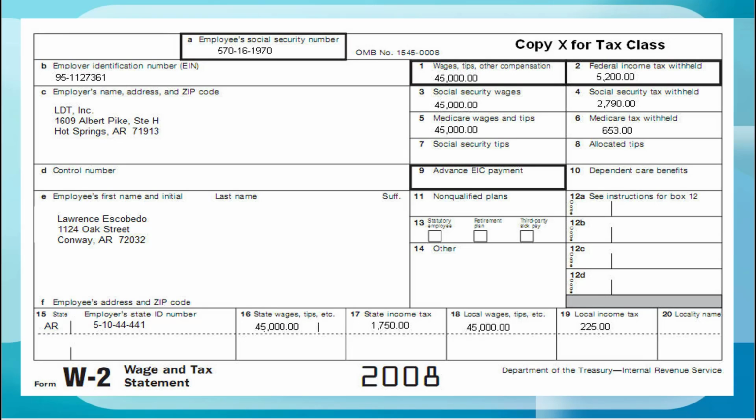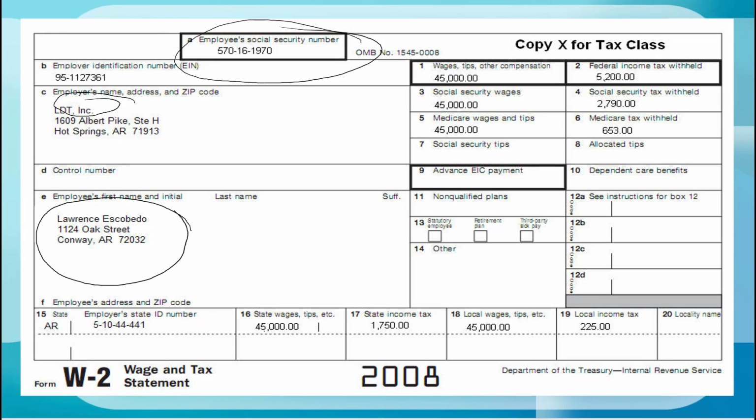Now when this form is received by an employee of our company, the way to check it is, first, you have to look at your Social Security number and make sure it's correct. And then you have to check the employer name and the address. Obviously the employer files it, so that would be standard, but you have to check that the employer's name is correct, and also the employee's name and address.